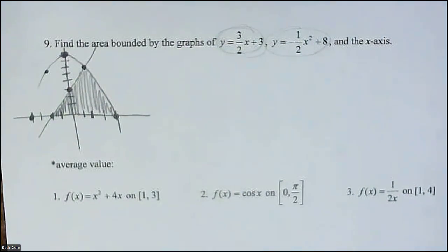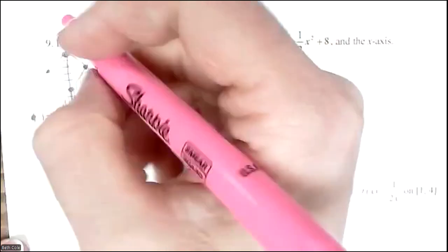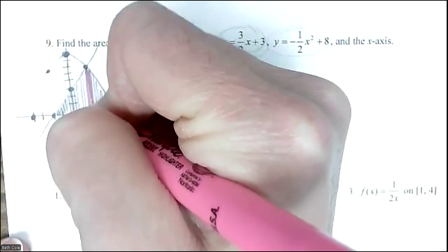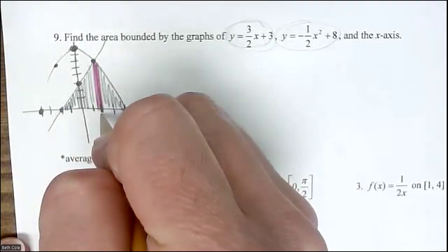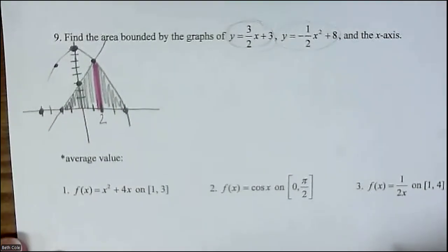So the reason I wanted to go through one like this is you're going to have to split it into 2 separate integrals. I'm going to use my highlighter to show you this. Where is the split happening? At what x value am I going to have to cut it into 2 pieces? At 2. Do you guys see that there? At 2 is where it splits.